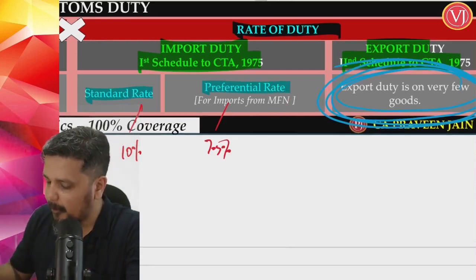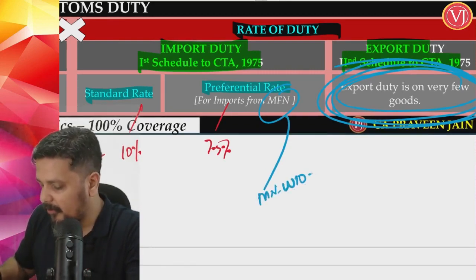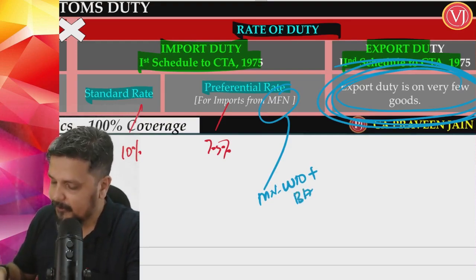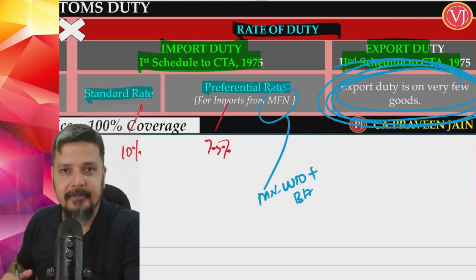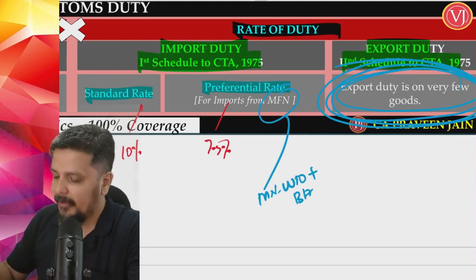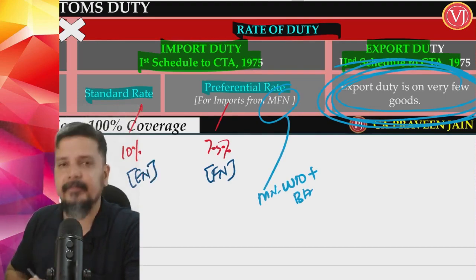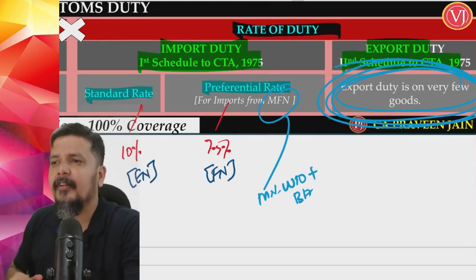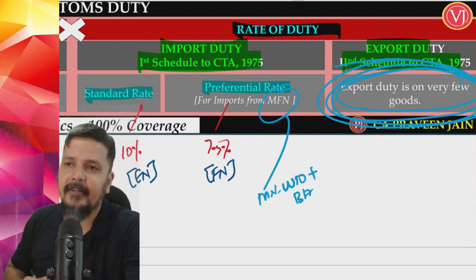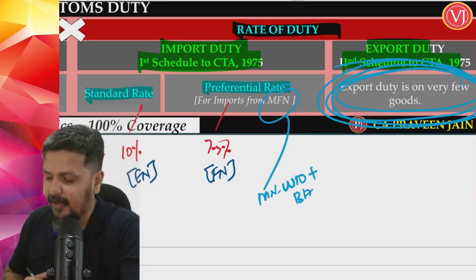If you are importing from your most favored nation, which means member nations of the World Trade Organization plus countries with which you have a bilateral agreement, then you will go with the lesser rate, the preferential rate. But if your import is not from a most favored nation, you will go with the higher rate. In rough understanding, friendly nations, enemy nations. Roughly, don't use these terms. The technical words are most favored nation, preferential rate, and other countries. If you are importing from other countries, the standard rate, which is the higher rate, applies.